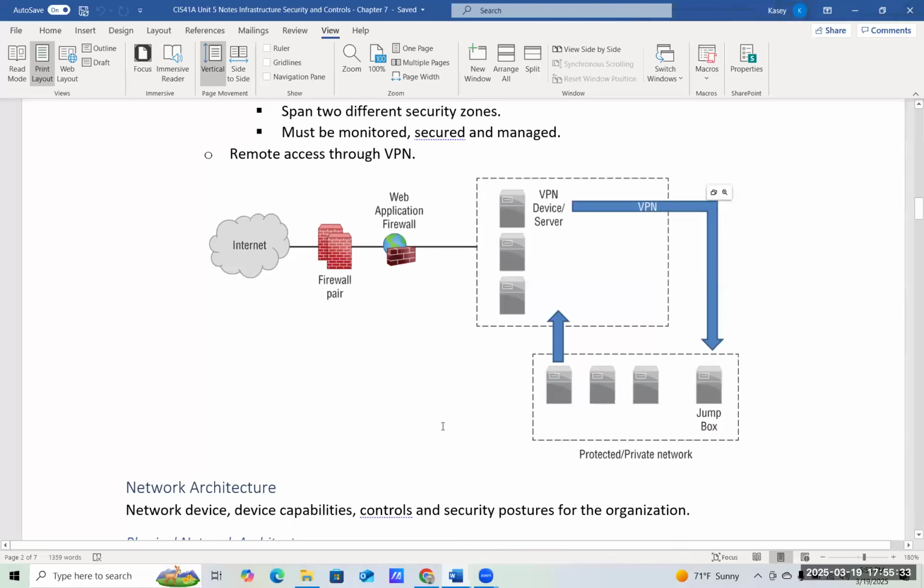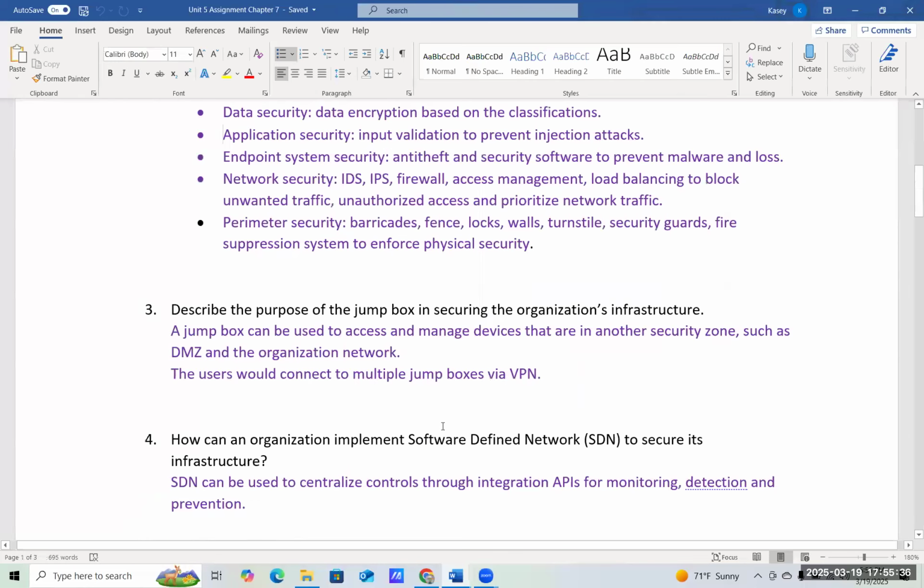So it says, describe the purpose of the jump box in securing the organization's infrastructure. So we can use a jump box to access and manage devices that are in another security zone, such as the demilitarized zone or DMZ, and the organizational network. If you look at the diagram that's included in your notes, you can see that it's used for that. It's also used for virtual private network, right?